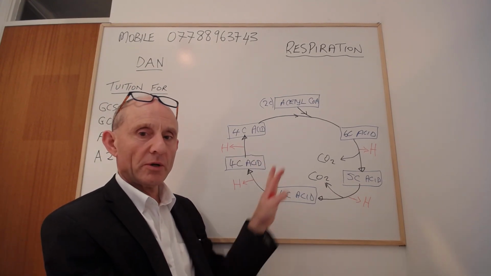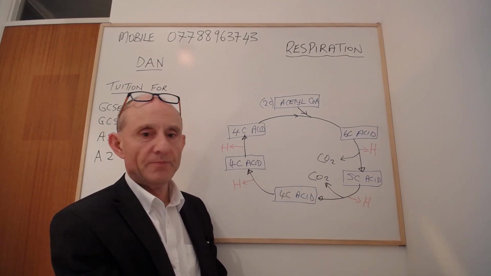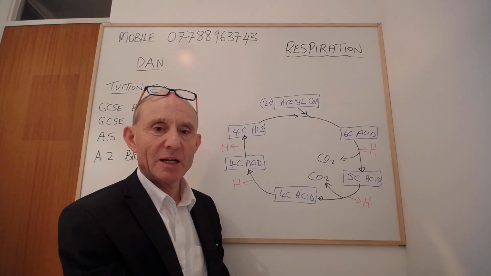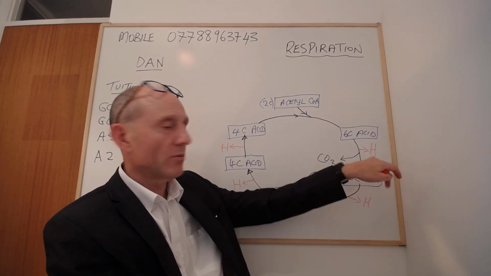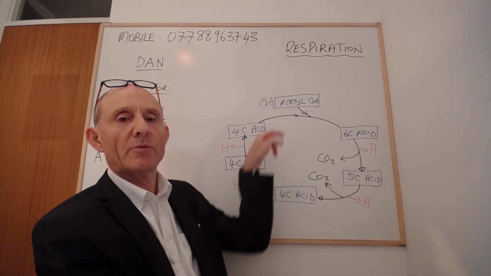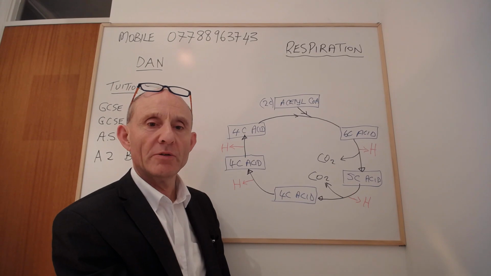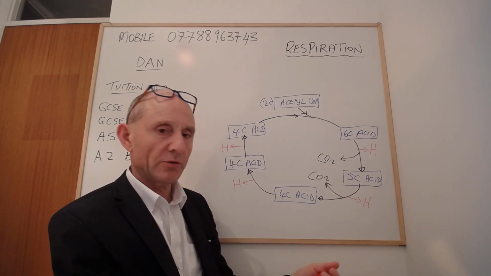Okay, now you're thinking, do I have to remember those points where the hydrogen is released? And the answer is no. You don't have to remember exactly where they're released. All you have to know is that there are 4 occasions, 1, 2, 3, 4 occasions where you get hydrogen released. Okay, and what happens to those hydrogens?